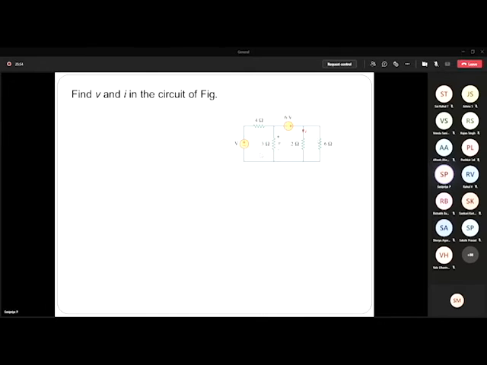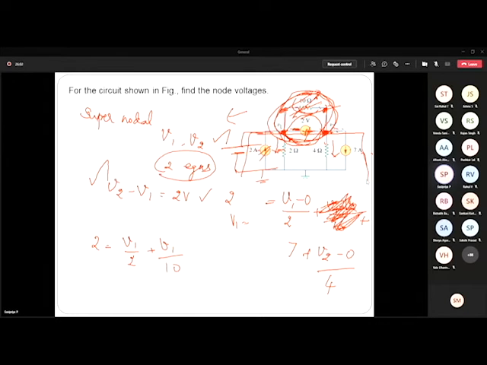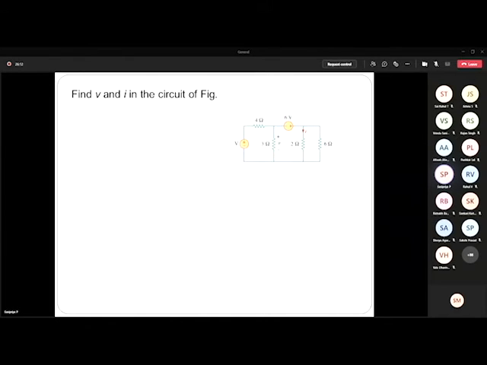Let's see this example. Before I proceed to that circuit, any doubt in this question? No, ma'am. Okay, good. Now here I have another example. Find V and I in this circuit.